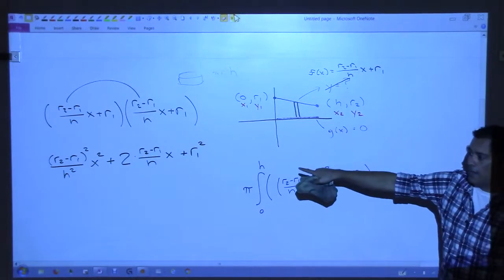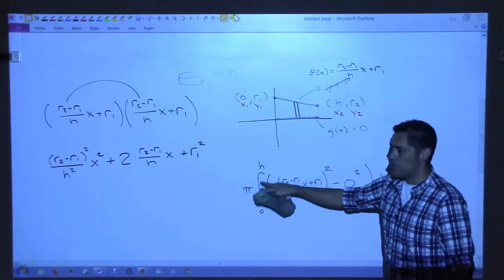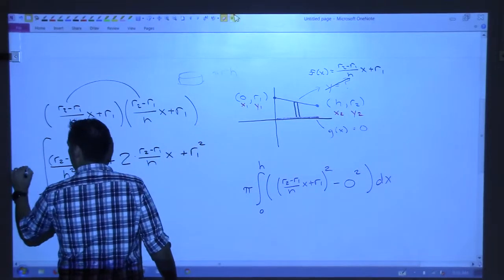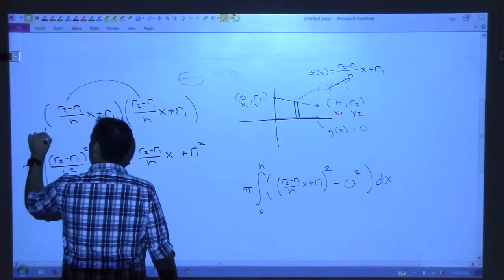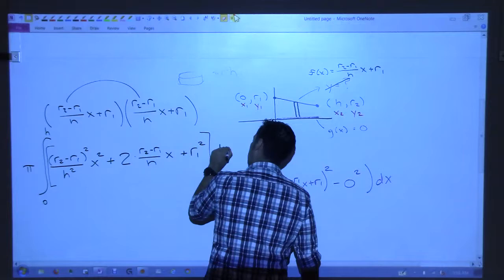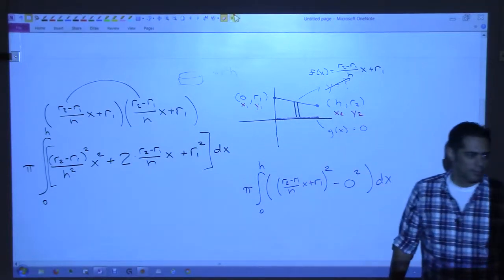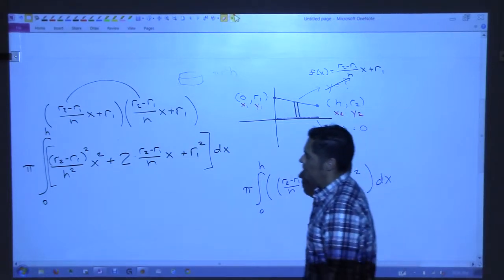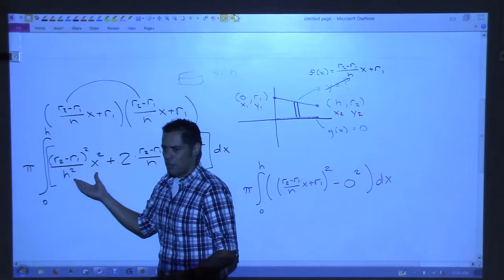Now I need to integrate that from 0 to h with a pi out front. So I'm just going to save myself some time. I'm going to integrate this, pi out here, 0 to h, and all of this is with respect to x. All right, let's integrate. The antiderivative of this might look horrific.